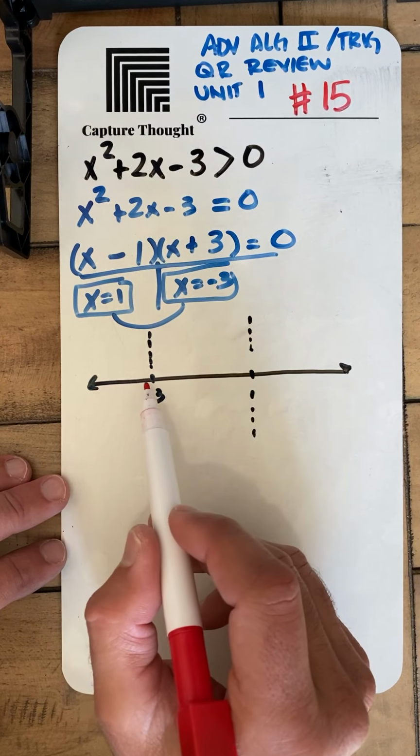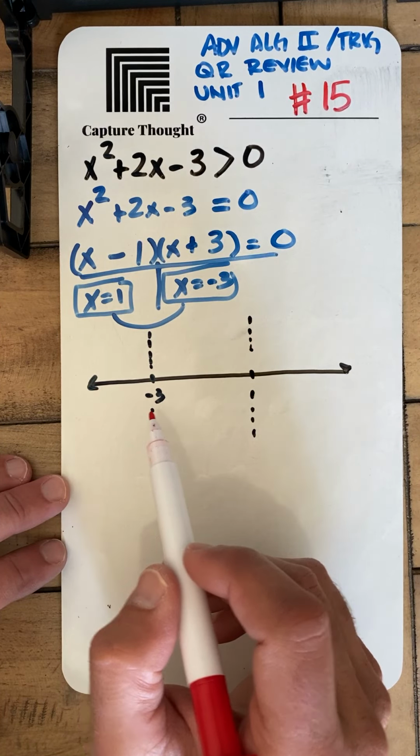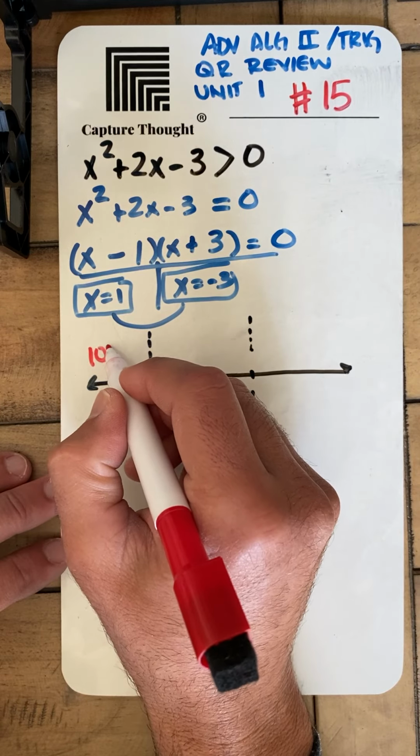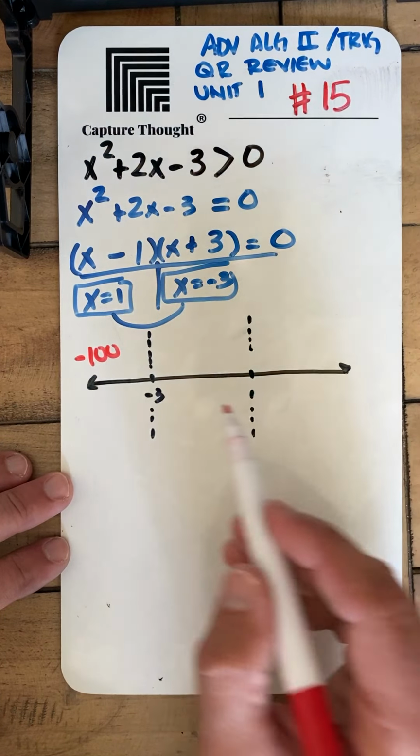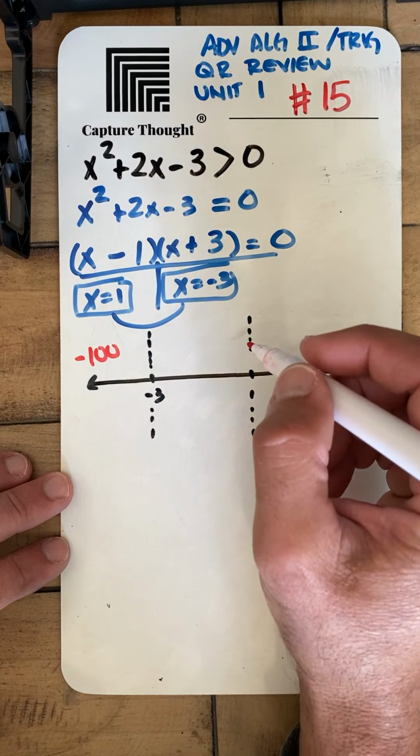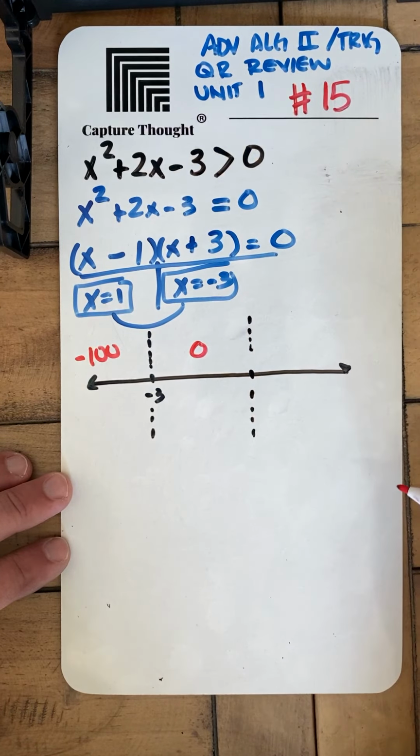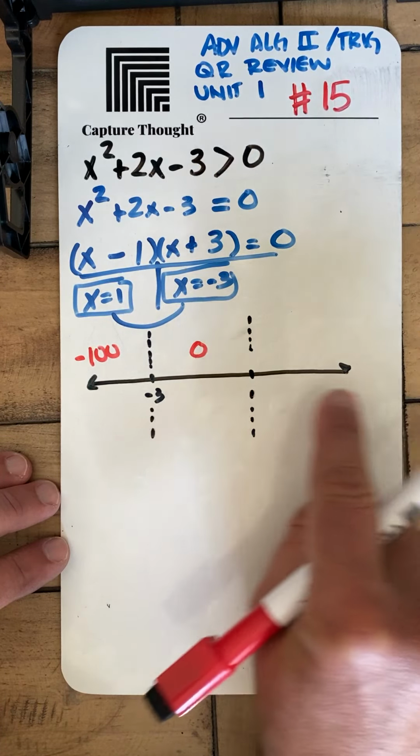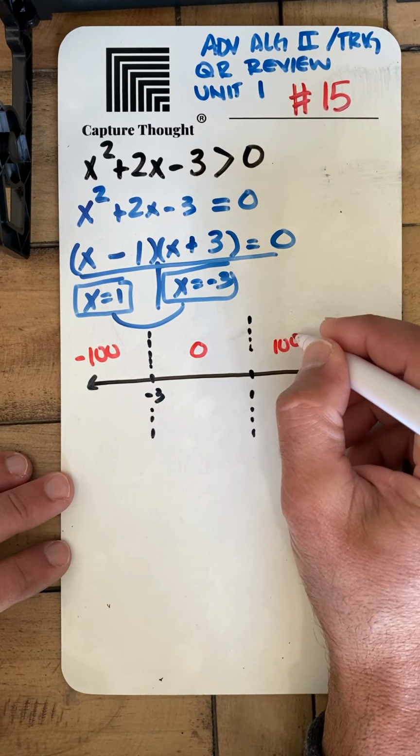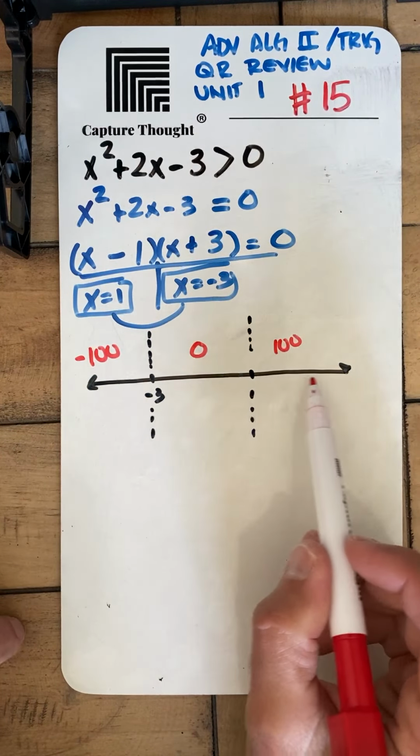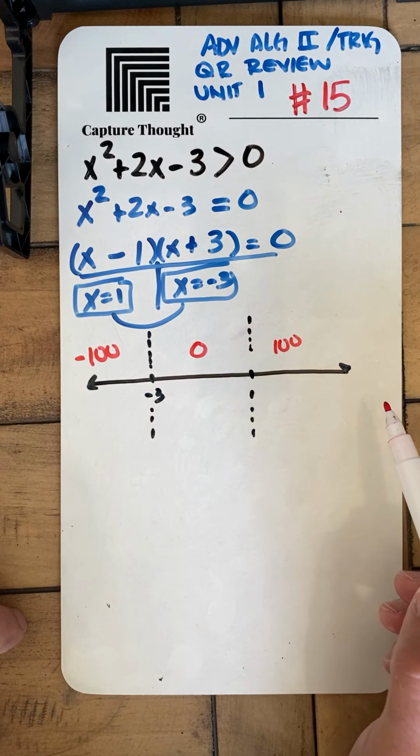So I need a number that's to the left of negative 3. So I'm going to just test maybe 100, or negative 100, sorry. I need a number in between negative 3 and 1. So I'm going to test 0. And then I need a number that's to the right of 1, so I'll just test 100. Now you can pick any numbers that you want, as long as they're in this region on the x-axis.